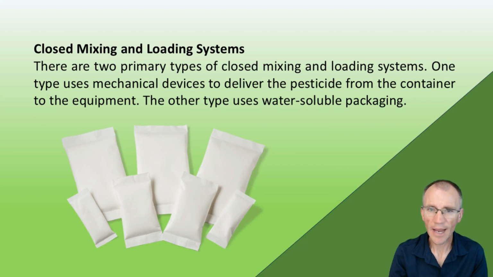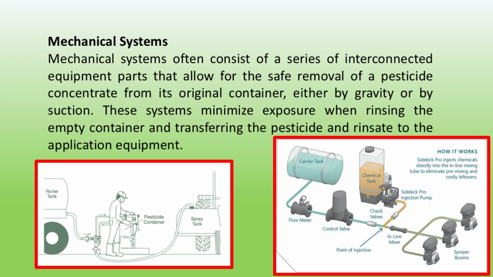There are two primary types of closed mixing and loading systems. One type uses mechanical devices to deliver the pesticide from the container to the equipment. The other type uses water-soluble packaging. Let's talk about those mechanical systems. Mechanical systems often consist of a series of interconnected equipment parts that allow for the safe removal of a pesticide concentrate from its original container, either by gravity or by suction. These systems minimize exposure when rinsing the empty container and transferring the pesticide and rinsate to the application equipment.